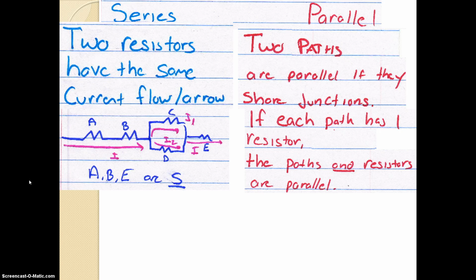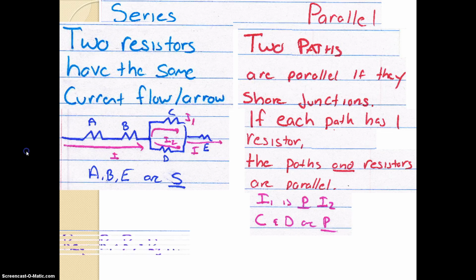So here's a picture. Notice how I draw the current arrow. There's A, B, C, D, E. The flow of current I goes through A and B. It splits up at this point. That's a junction. I1 goes to the top, I2 goes to the bottom. They recombine here back into I, because current cannot be created or destroyed, from the conservation of charge. Since A, B, and E all have the same current I going through them, that means they're all in series. It does not matter what order they're in. However, paths I1 and I2 are parallel, and since I1 and I2 both have a resistor in them, then C and D are also parallel.